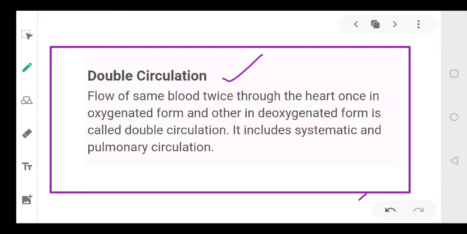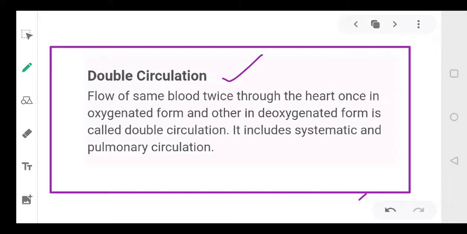Now, I assume that you have studied this in class 10th, but I'll restudy the same topic so that you can freshen up and your understanding of this concept is enriched. I hope you are familiar with this word, double circulation. Now let's understand what this word means.